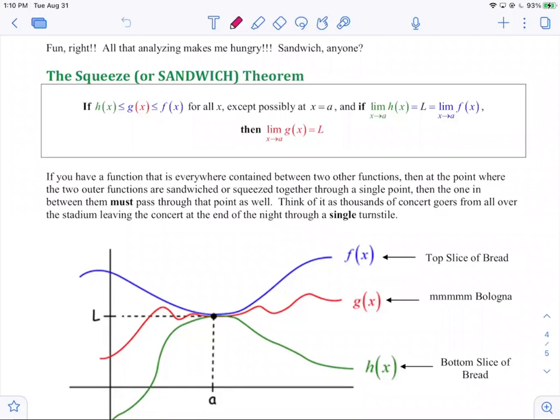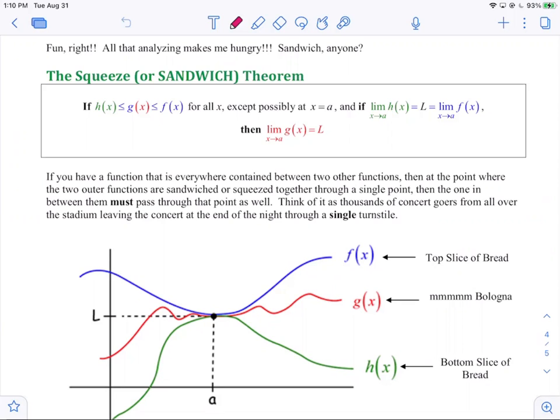So the last little bit of this section is called the squeeze theorem. It's also known as the sandwich theorem. And usually I call it exclusively the sandwich theorem for a class that meets fourth period. But y'all just got back from lunch, so you're probably not very hungry. So it doesn't matter which one you call it.